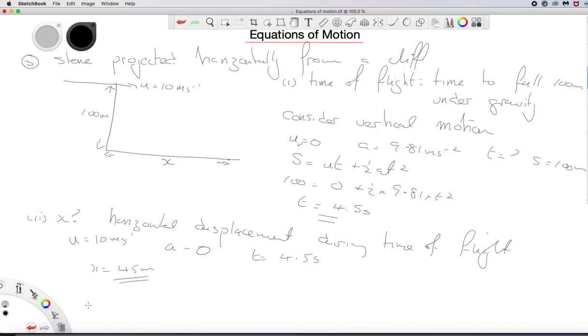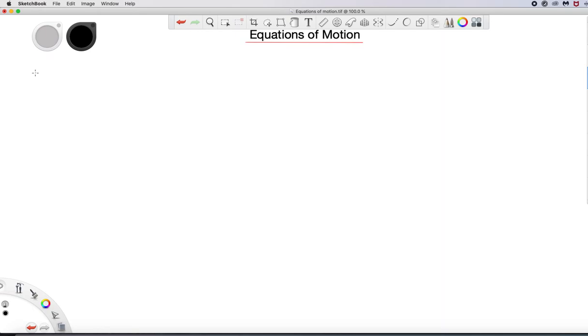Final question, final part of this question then, for which I'm going to need another sheet. Final part of the question then, what is the velocity on impact? Now, remember this is a vector. So consider the vertical motion, consider the horizontal motion, consider the direction.